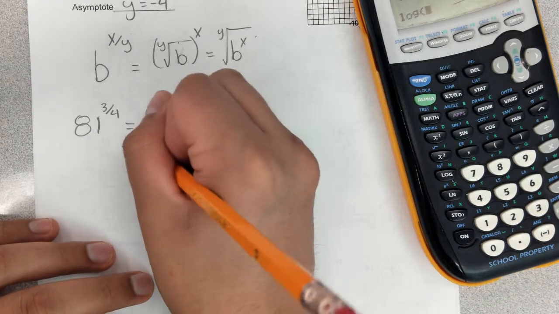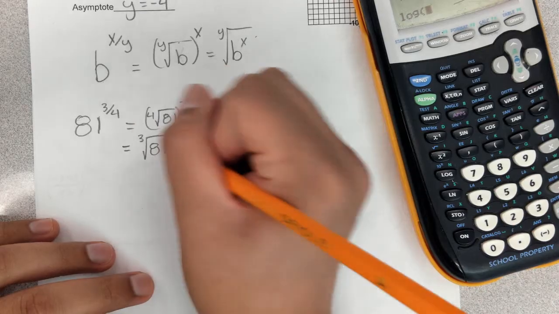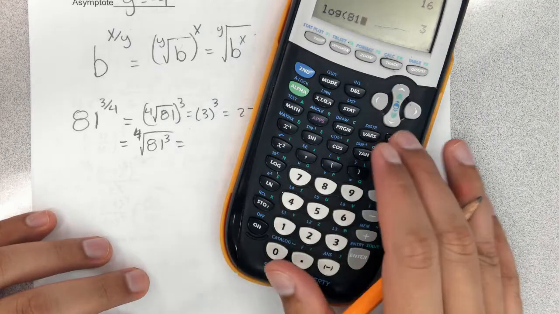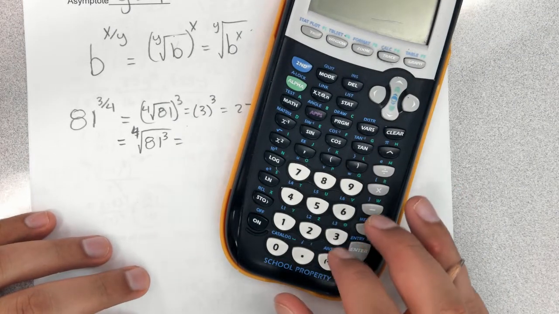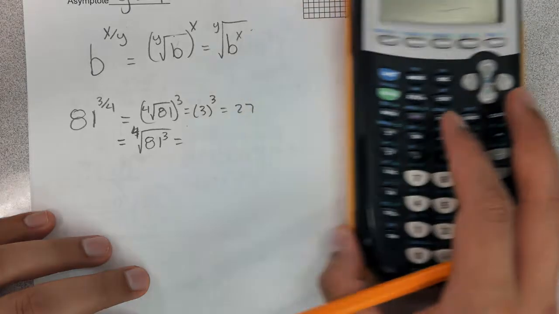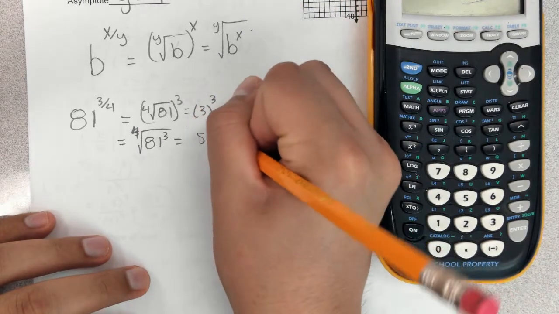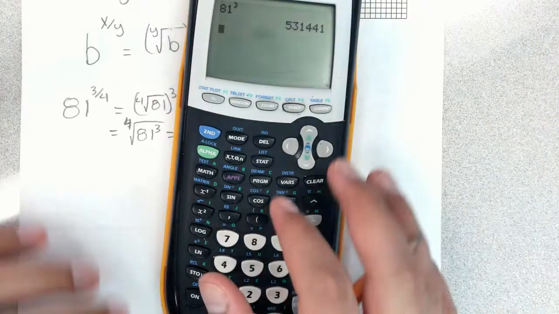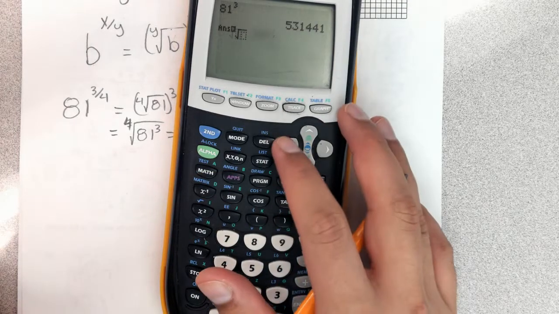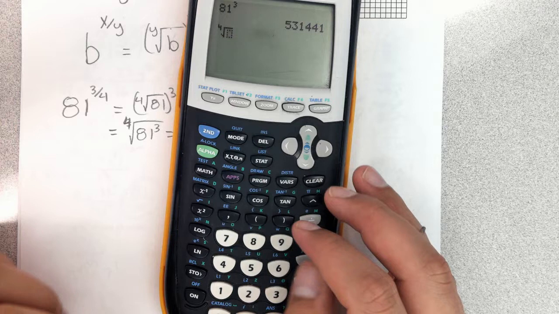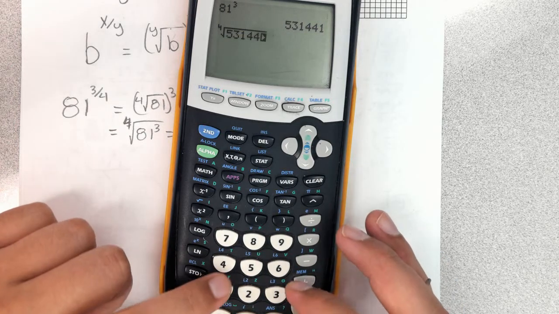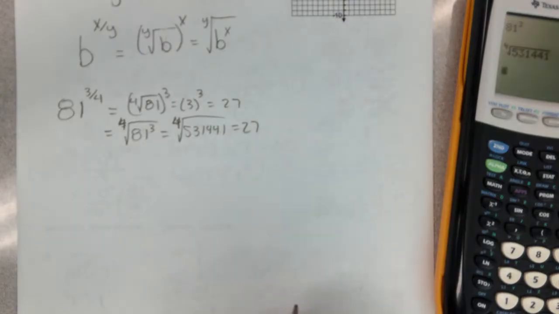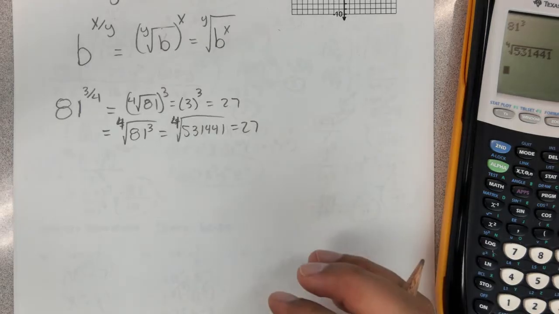If you wanted to, you could also do the cube first, then do the fourth root second. You would still get the same answer. So let's see, 81 cubed is 531,441. And then take the fourth root of that. So the fourth root of 531,441 is 27, which is what we got. So either way, you would get the same answer. It doesn't matter what order you do it in.